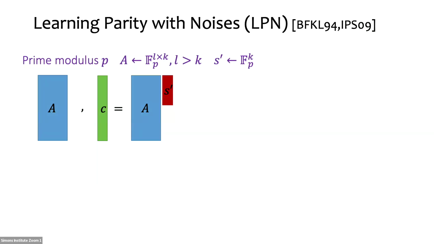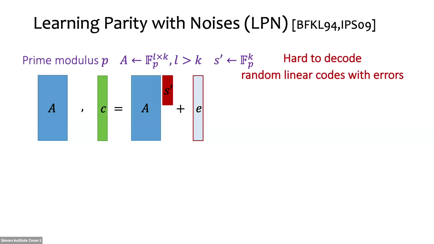So recall the LPN problem. Here we extend from the classical Z2 setting to the Zp setting, where p is a prime. We all know that given a linear system of equations, where A is the public random coefficient matrix, and C is A times S prime, where S prime is a secret random vector, we can solve this system efficiently to learn S prime, given A comma C. What LPN says is that it's hard to decode as soon as we add a little bit of noise, and it's related to the hardness of decoding random linear codes.